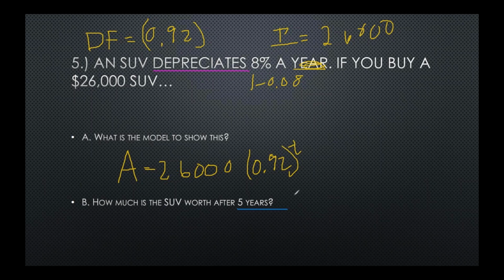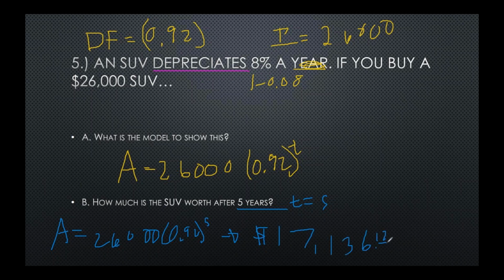Okay, so then they say 5 years, so I know t is 5. So A equals 26,000 times 0.92 raised to the 5th power. And how much is that? $17,136.12. Very good. Very, very good.